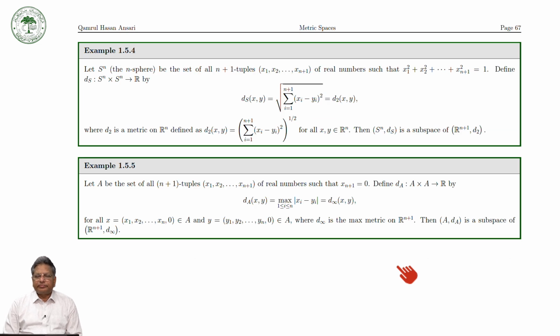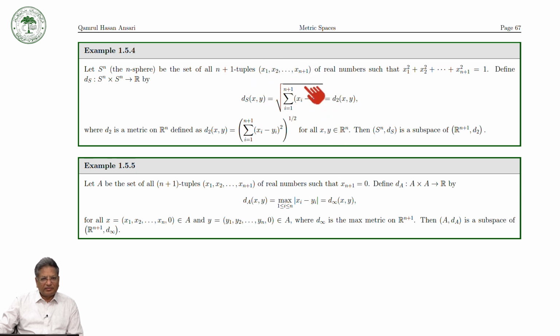Okay, take another example. For another example, let us consider Sn. The n sphere is the set of all n plus 1 tuples (x1, x2, ..., xn plus 1) of real numbers such that the sum of the squares of all these entries is equal to 1. Then you define ds from Sn cross Sn to R by ds(x, y) equal to the square root of the sum, i from 1 to n plus 1, of (xi minus yi) squared.